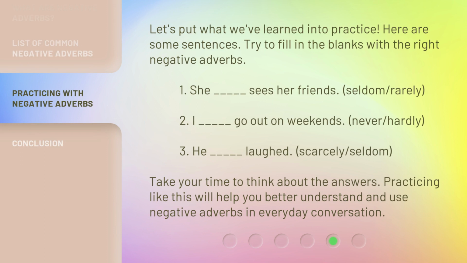Let's put what we've learned into practice. Here are some sentences. Try to fill in the blanks with the right negative adverbs. 1. She, blank, sees her friends. Seldom, rarely. 2. I, blank, go out on weekends. Never, hardly. 3. He, blank, laughed. Scarcely, seldom. Take your time to think about the answers. Practicing like this will help you better understand and use negative adverbs in everyday conversation.